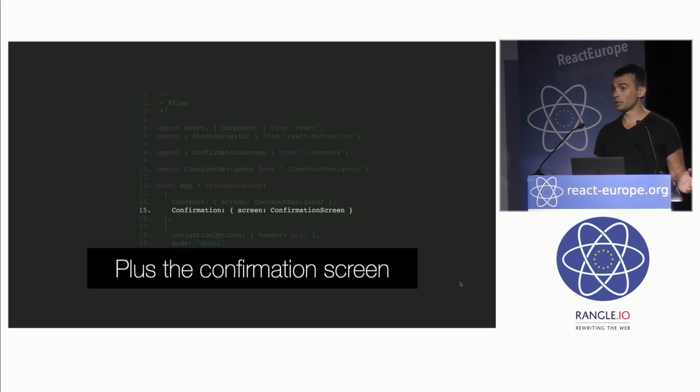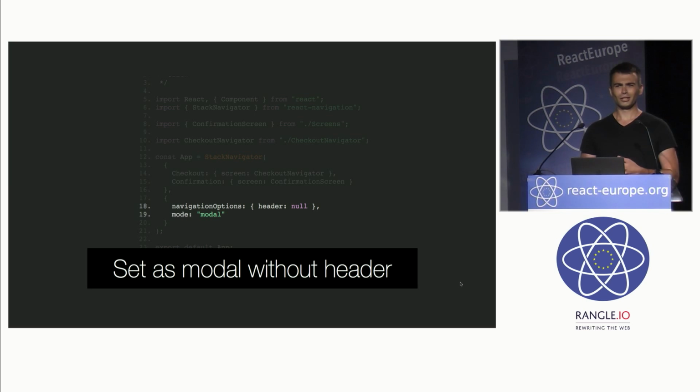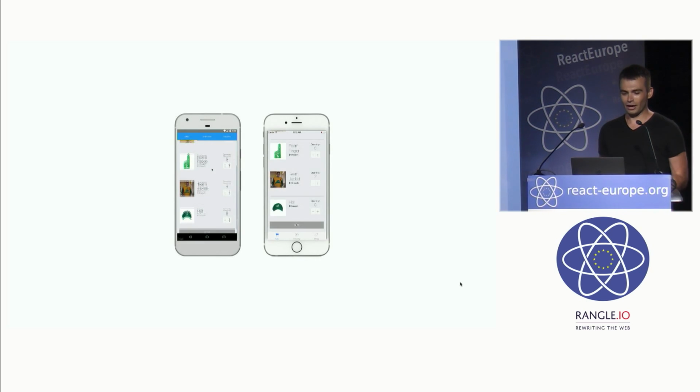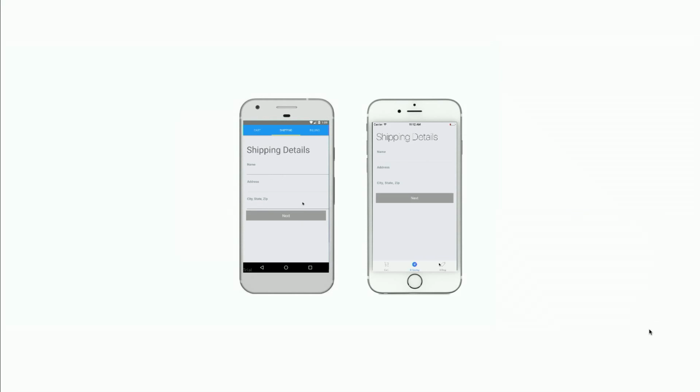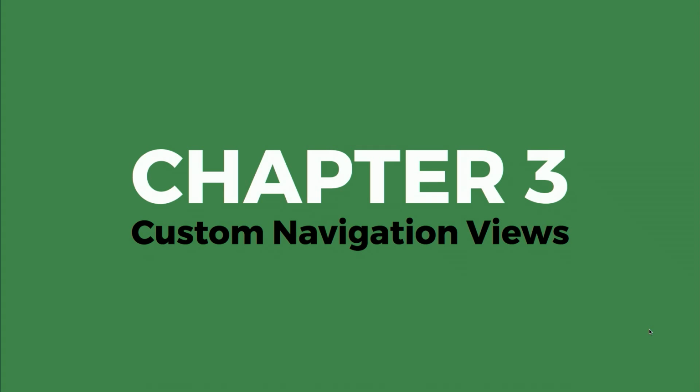And we're also going to add the confirmation screen so that it shows up over it. Plus, we want this modal to open like this and not like this. So we're going to configure this as a modal, right? All right. So let's go ahead and see how it works. All right. Now the confirmation screen comes over the tabs.